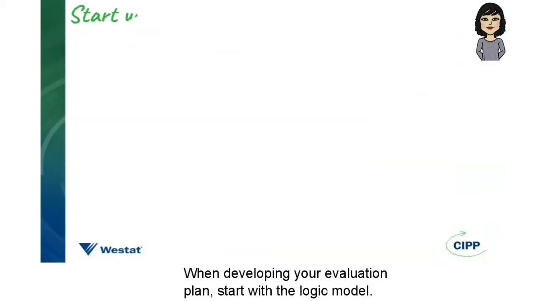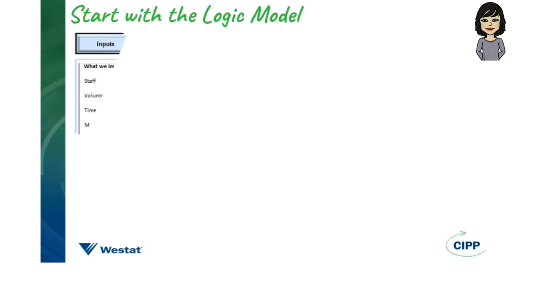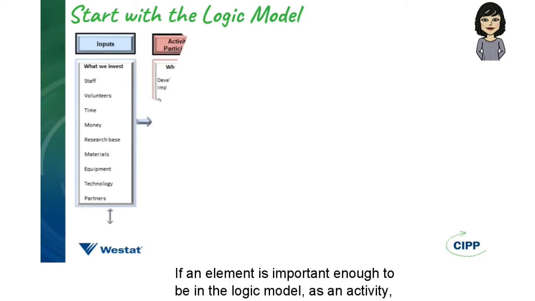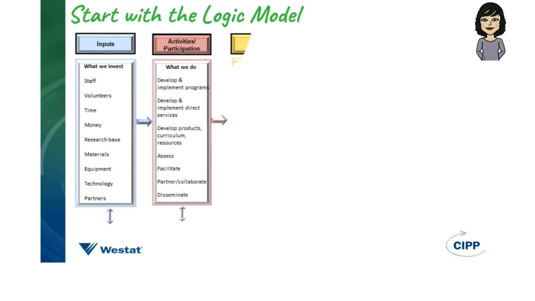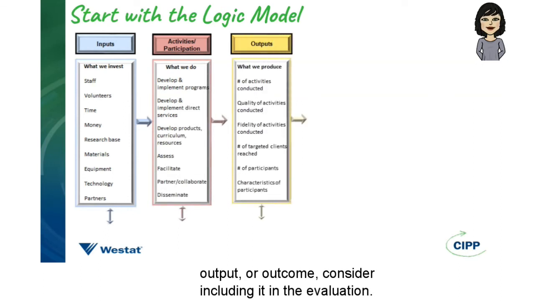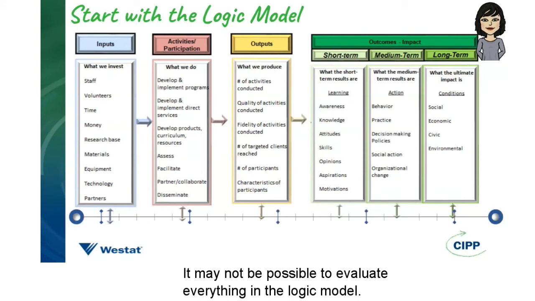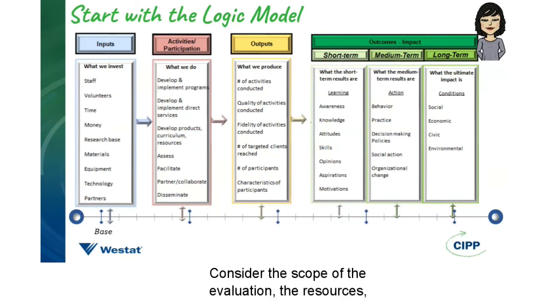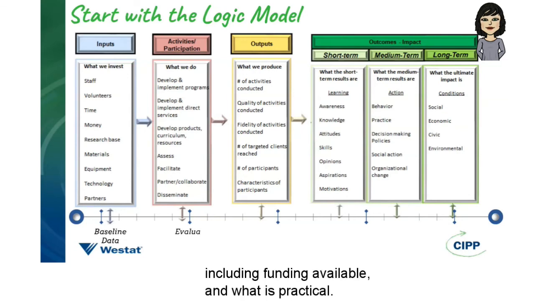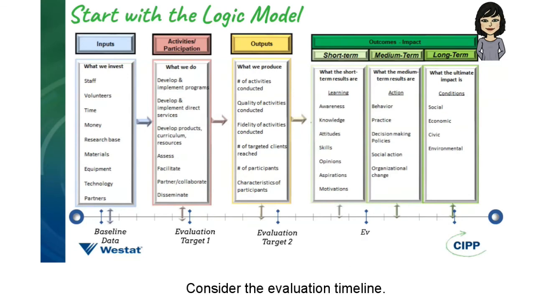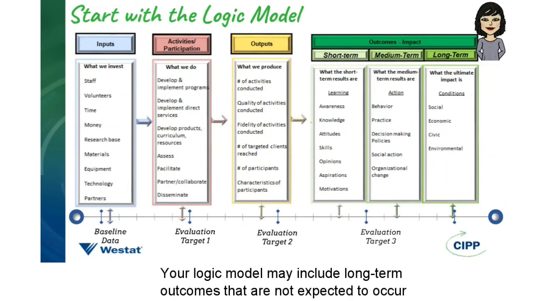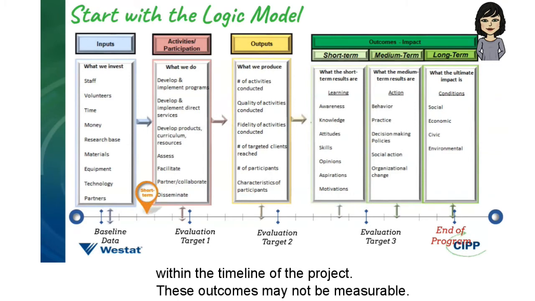When developing your evaluation plan, start with the logic model. If an element is important enough to be in the logic model as an activity, output, or outcome, consider including it in the evaluation. It may not be possible to evaluate everything in the logic model. Consider the scope of the evaluation, the resources, including funding available, and what is practical. Consider the evaluation timeline. Your logic model may include long-term outcomes that are not expected to occur within the timeline of the project. These outcomes may not be measurable.